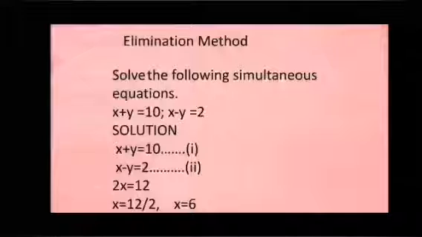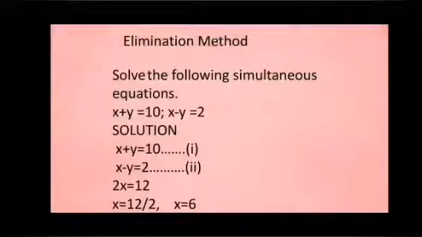X plus y is equal to 10. X minus y is equal to 2. Please note these following points about the elimination method of simultaneous equation. 1. When necessary, always arrange the given equations so that the unknowns are in alphabetical order on the left hand side and the numbers are on the right hand side.